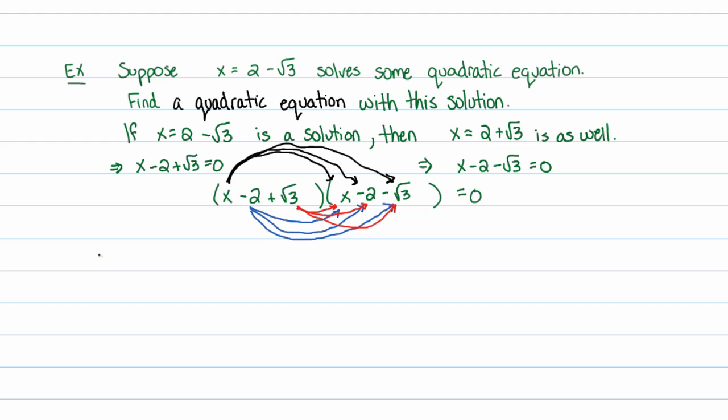X times x gives me an x squared. X times a -2 is a -2x. And then x times a negative root 3 is a negative x times root 3. Notice how I write that in that order. I didn't write root 3 times x.